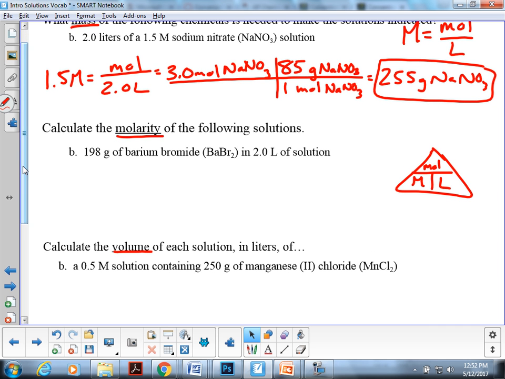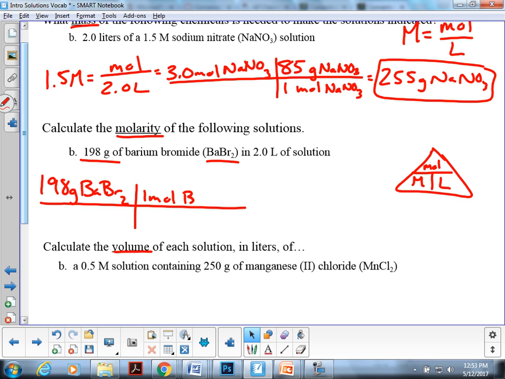It says calculate the molarity. Now, check it out. I give you grams. What is that going to get me? Moles, right? So I'm actually going to do that first. I can't even engage into that relationship until I get into moles. So that's actually what I'm going to start with. We even give you the formulas. My gosh. It's almost like there's no work at all.